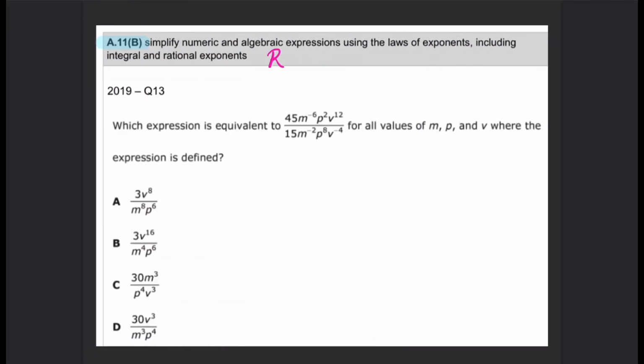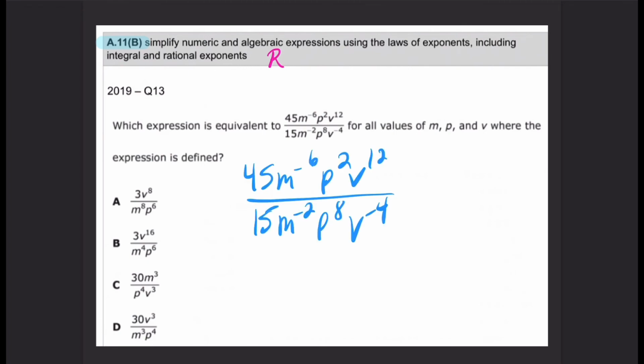The following TEK, 8.11B, is simplifying numeric and algebraic expressions using the laws of exponents, including integral and rational exponents. So for this question, which expression is equivalent to the following for all values of m, p, and v where the expression is defined? In other words, you have to simplify using the laws of exponents. The coefficients, you actually divide those. 45 divided by 15 is 3. I'm going to bring down my m.